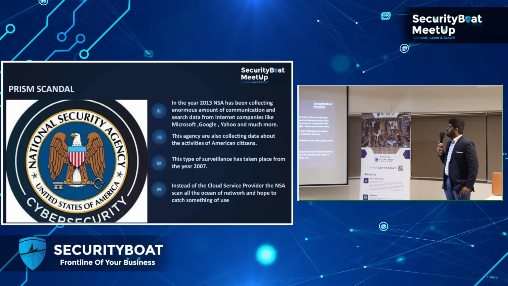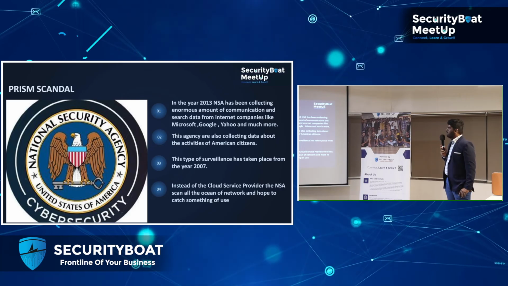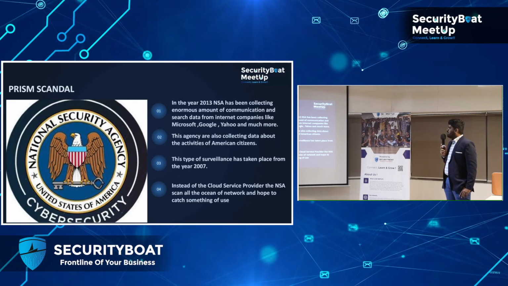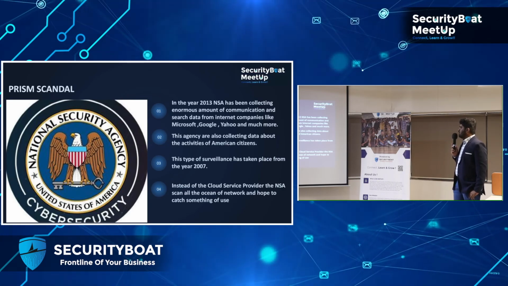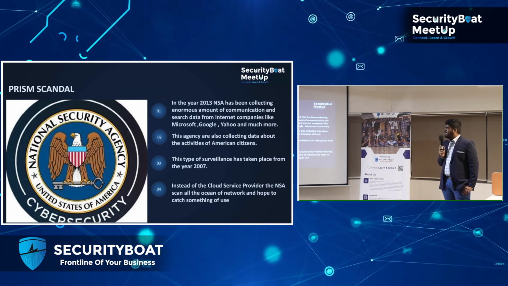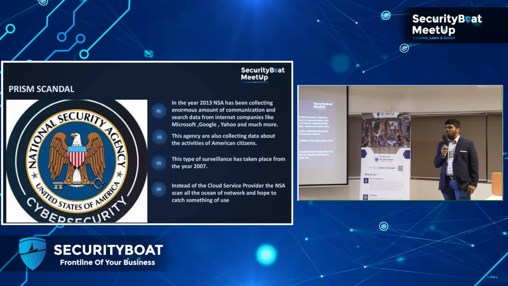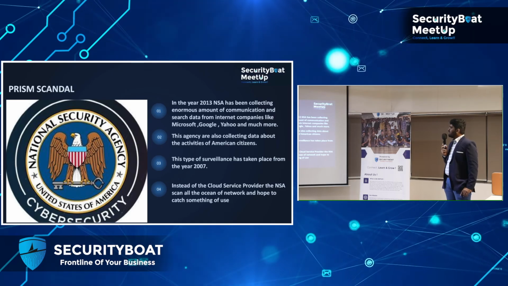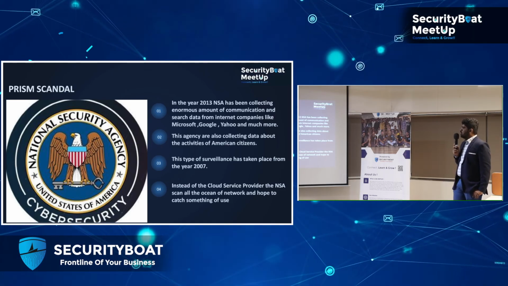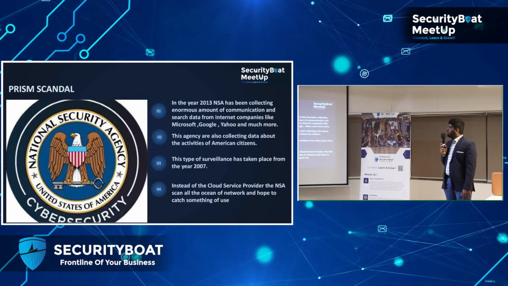We will discuss one of the PRISM standards. This is from the National Security Agency of the United States of America. In the year 2013, the NSA was collecting an enormous amount of communication and search data from internet companies like Microsoft, Google, Yahoo, and more. This agency has been capturing all the communication and activities, what we have been searching and doing on these companies. They are gathering all the information of citizens and their current activities.